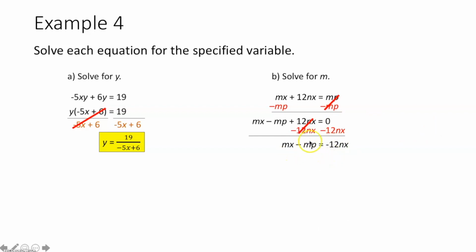Now I have the variables that I want over here, but they're each multiplied to a different variable. So how do I do this? Well, just like over here, anytime each term has the same variable, you can reverse distribute. You can factor. And how do I do that? Well, I just write my m on the outside of the parentheses, and on the inside of the parentheses, I have x minus p. Now, all I have to do to get m by itself and solve this and get all the other variables to the right side is divide both sides by x minus p. Both of the x minus p's here are going to cancel each other out, and I just get m is equal to negative 12nx over x minus p, and you're done.